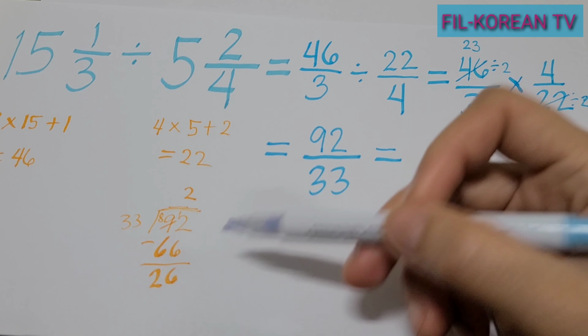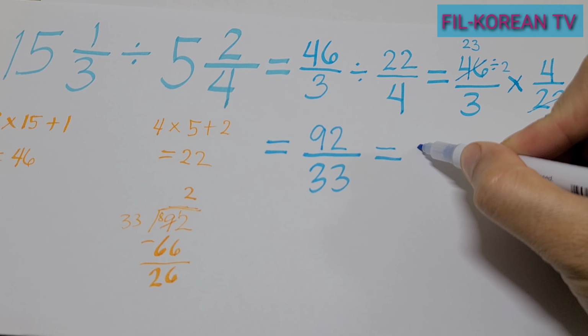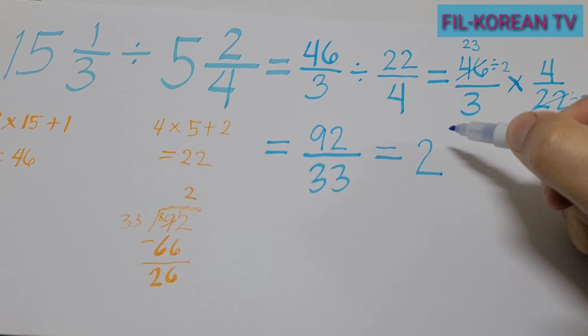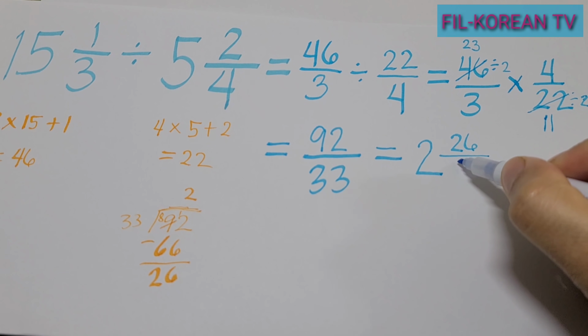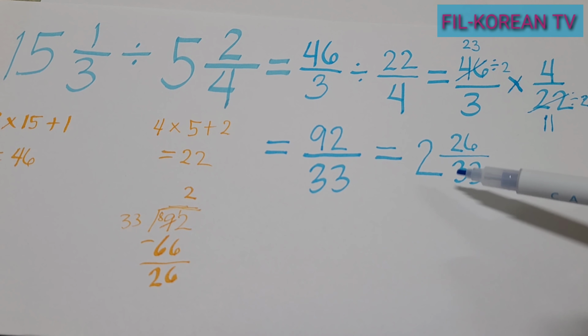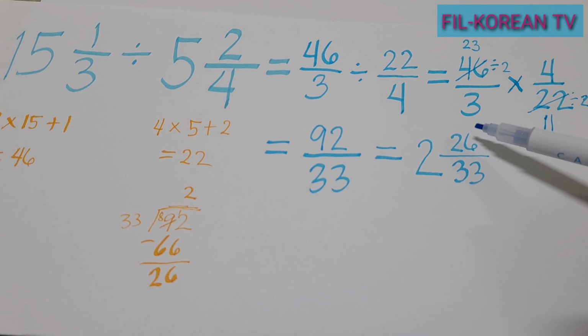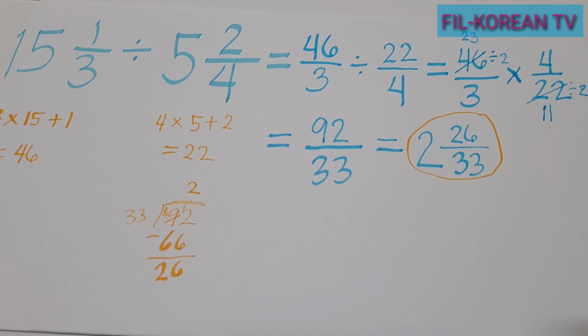The remainder is 26. Ang quotient ang siyang magiging whole number. Ang remainder na 26 ang numerator at yung denominator ay 33. Okay, yung answer ay 2 and 26 over 33.